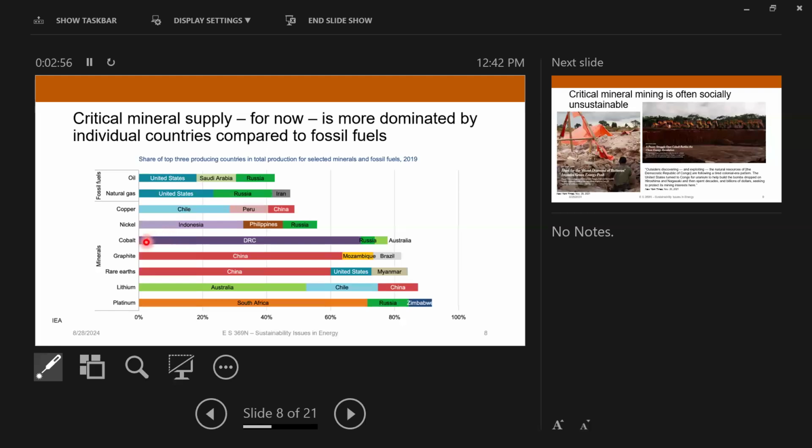So another example, graphite and rare earths. China really dominates those markets. Lithium, Australia and Chile really dominate those. So there's different parts of the world where they have these very rich deposits of these critical minerals. And the geopolitical market for those is a lot different than it is for fossil fuels.